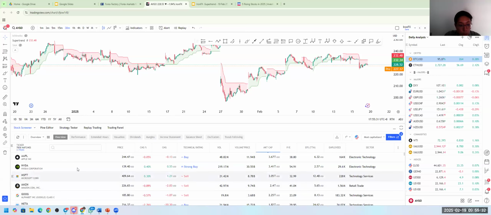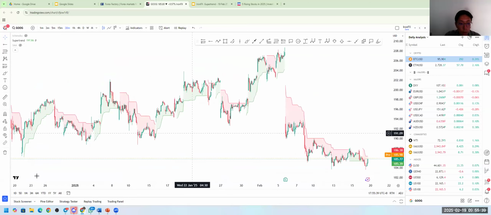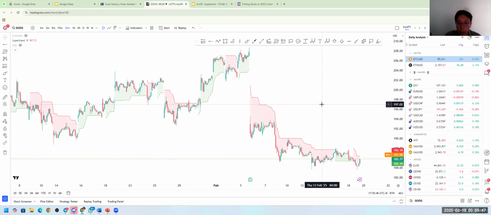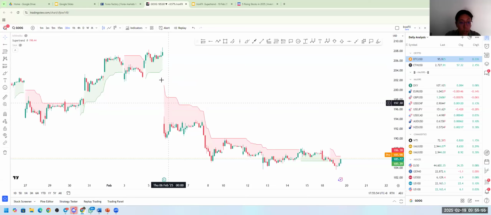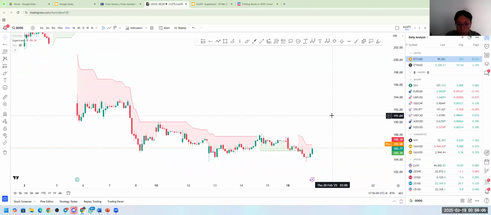Okay, let's see. Let's use Google. Google might be interesting. So we use Google, and what did they say? They say sell. Google says sell. But you see, there's a reason why I don't really use it for stocks, because there is a huge gap. There is always a gap.